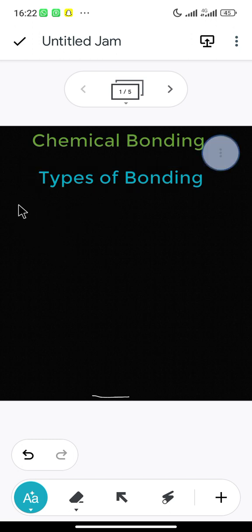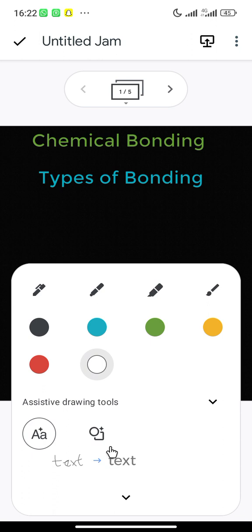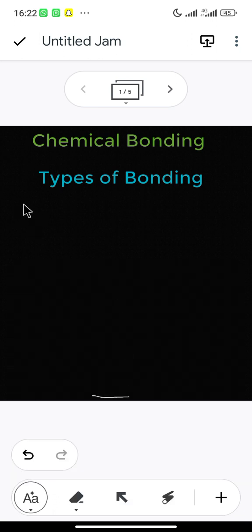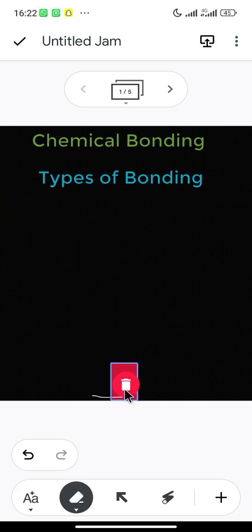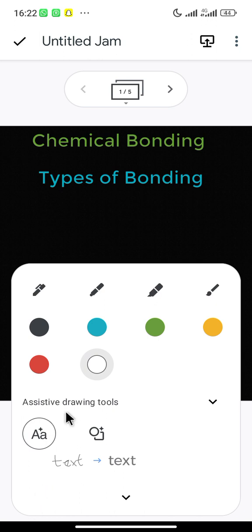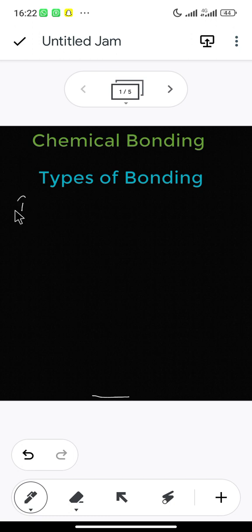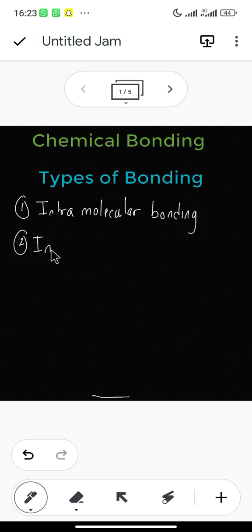Now, the first type of bonding is... Okay, when we talk about bonding, we're going to talk about bonding in terms of two contexts. The first context is when we talk about the intramolecular bonding, and the second type is going to be the intermolecular bonding.